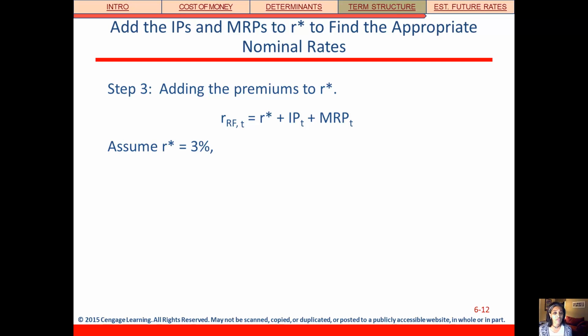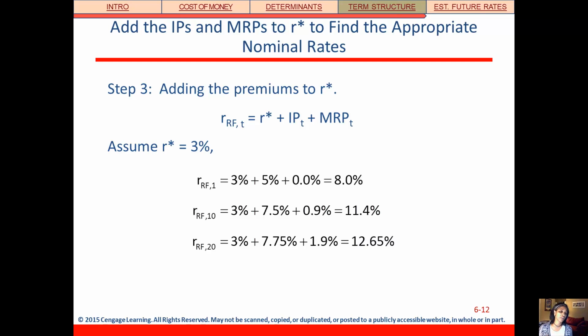Now we can add those to R star, which remember was that real rate. Let's assume that R star is 3%. So now we can get a 1-year, a 10-year, and a 20-year rate. We're taking R star of 3% plus our inflation premium plus our maturity risk premium, and those are the premiums that we just calculated. That gives us a 1-year, 10-year, and 20-year rate.